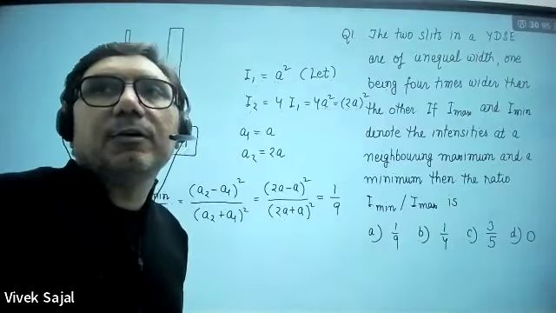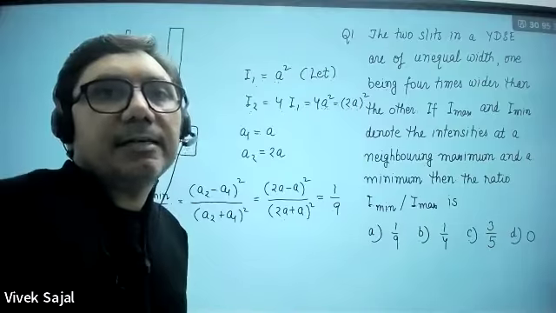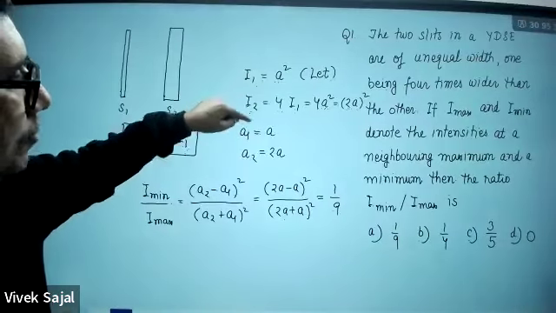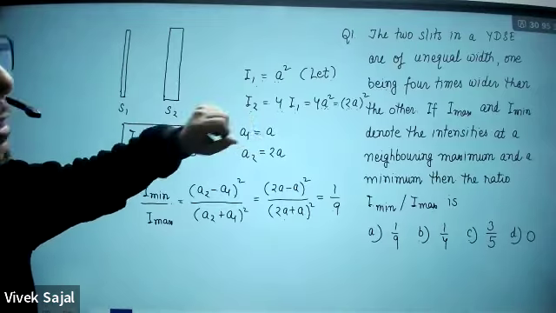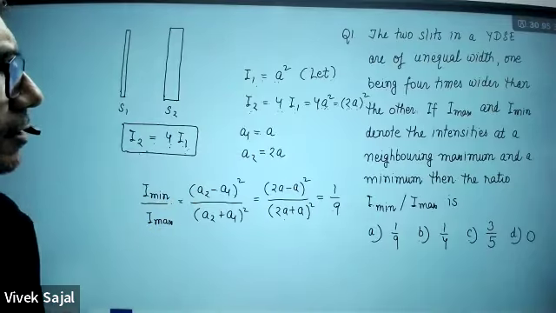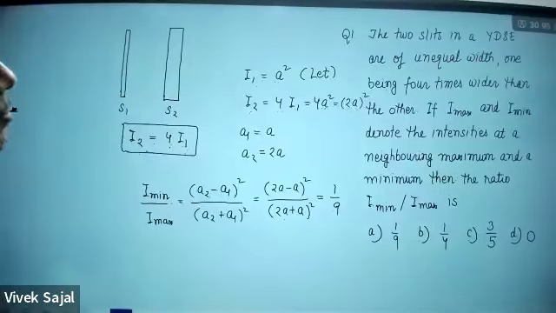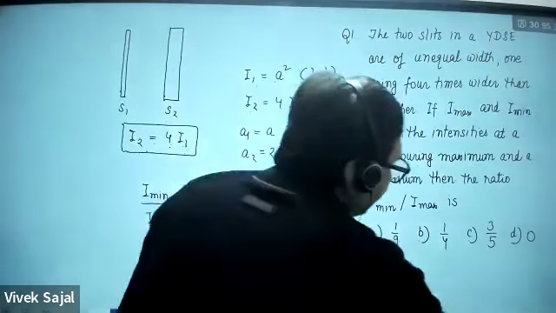That's why I'm saying this 2A is the amplitude of the light emerging from S2. So A1 is A, and correspondingly I have assumed A2 comes out to be 2A. In this way, you can solve this question in a very simple manner. Now go to the next question, question number 2.